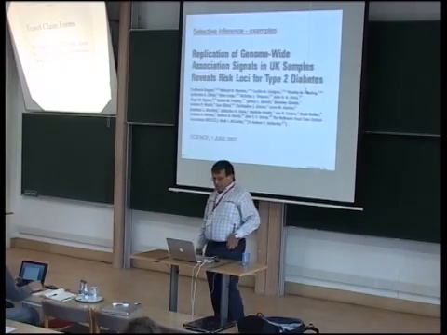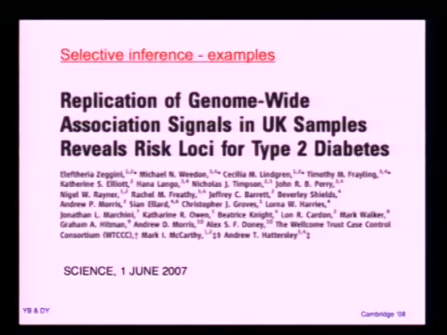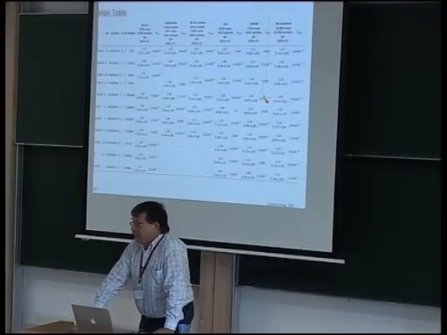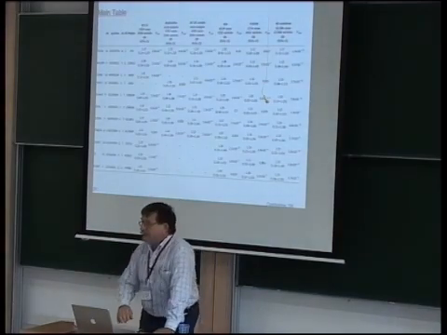The first example that I would like to discuss is work done here, Wellcome Trust Case Control Consortium, and it deals with the replication of genome-wide association signals that reveal risk loci for type 2 diabetes. This is a very large project that does association using SNPs, and this is the main table that appears in this Science paper. Well, you can't read it, of course.